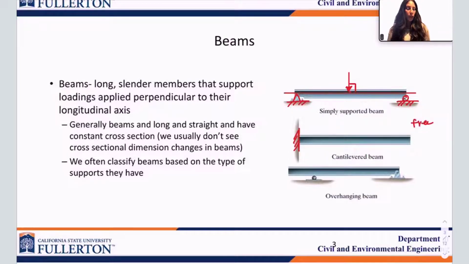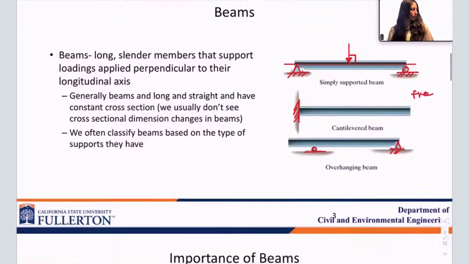We also have something called an overhanging beam, and that's when we have a pin support, and then the roller is not quite at the end of the beam, but it's still supporting that vertical direction somewhere else at the length of the beam. Okay? These are just a few examples here of the most common ones that we use in engineering practice.